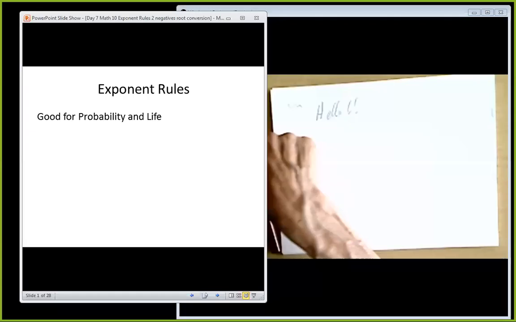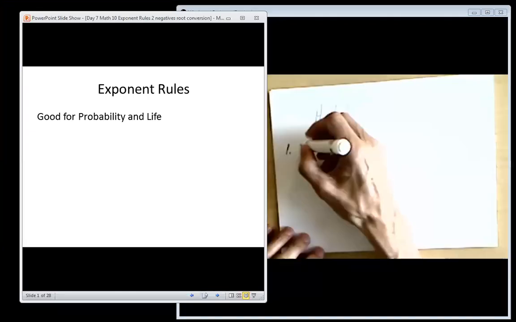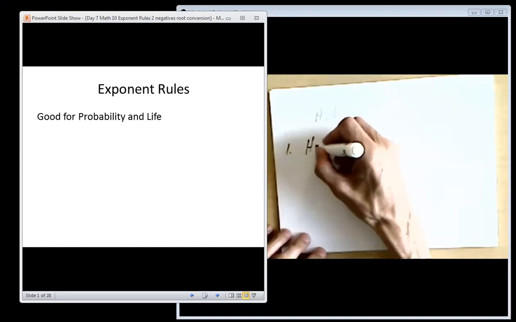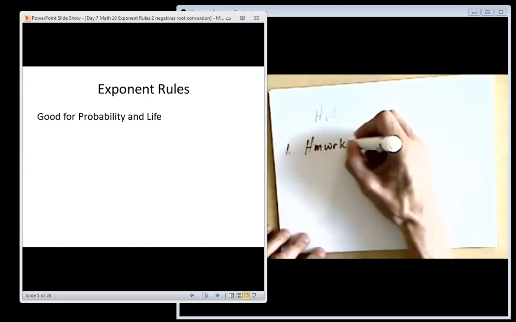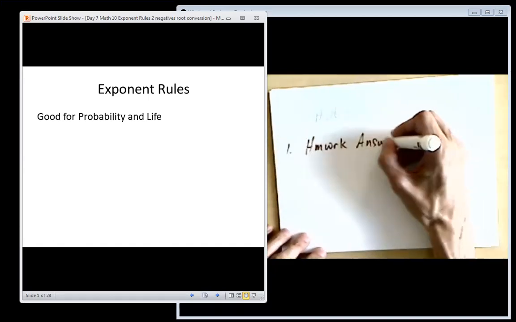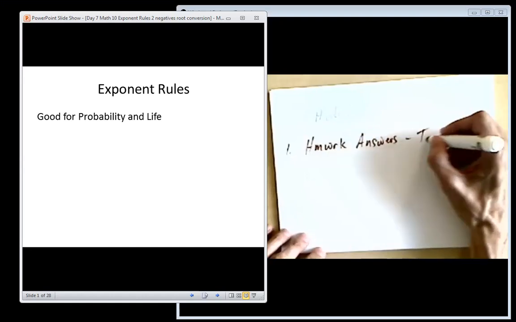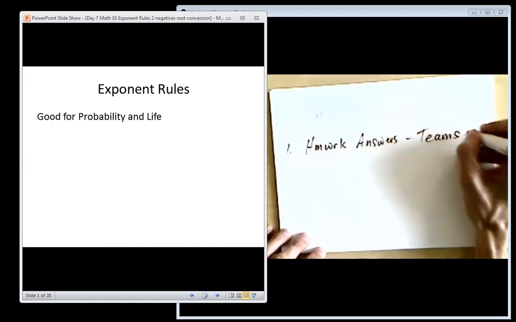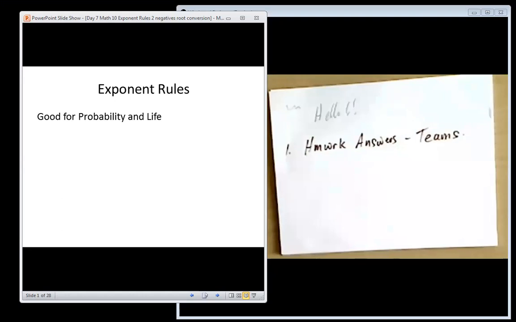Number one, homework answers. It'd be nice to get them, right? Well, you do. They are all on Teams. When you click on the homework questions that are there and scroll down, all the answers are there. So that means you can check your work every day, okay?